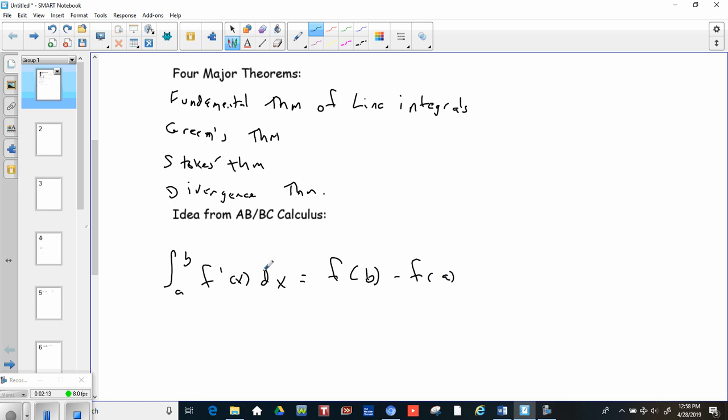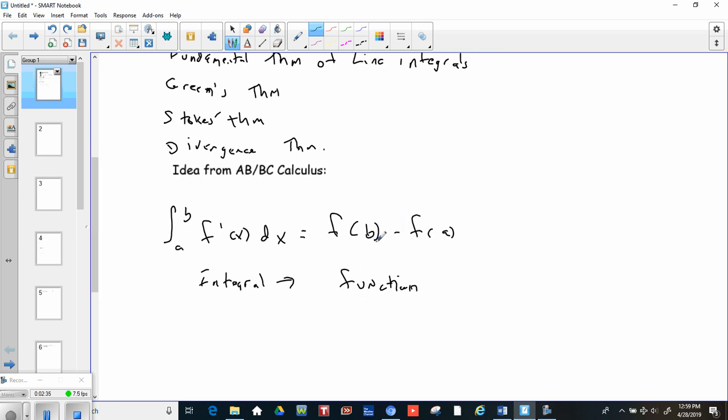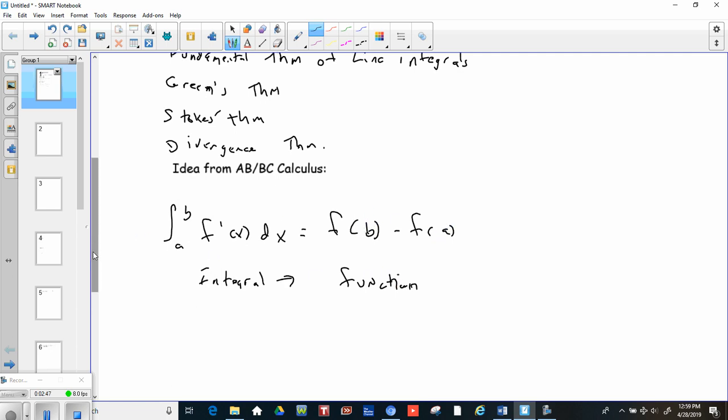So what we really did was we started off with something which was an integral, and we eventually ended up with something which was a function. Now, that function could just very well have been a constant. It could have been 7, but it's still a function. Either way, we started off with an integral of a derivative, and by using the fundamental theorem of calculus, we ended up with f of b minus f of a, which gives us some kind of a function.